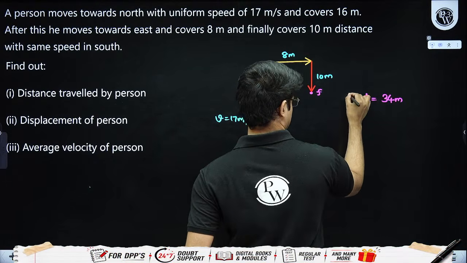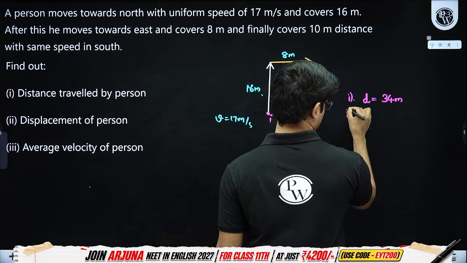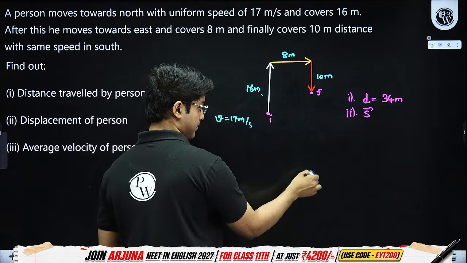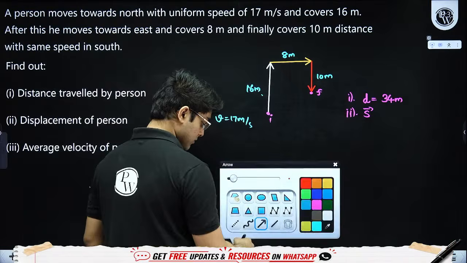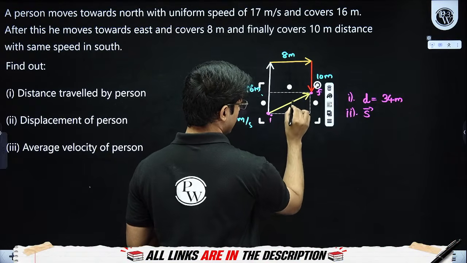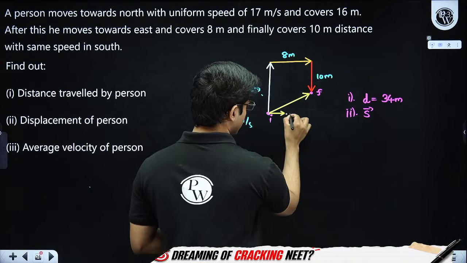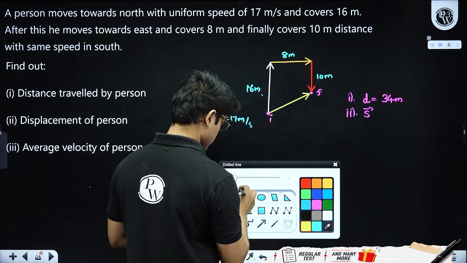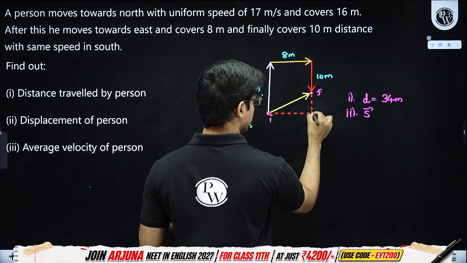Then displacement. If displacement is simply asked, we will calculate the vector, right? So how do we calculate the displacement vector? It's going to be this one. This is your displacement vector. Break it down into the x and y. This is the x component of the displacement. I'll use dotted lines. This is the x component. This is the y component.